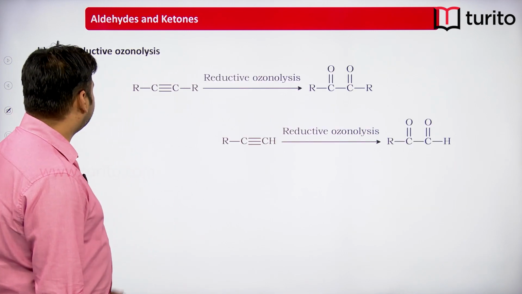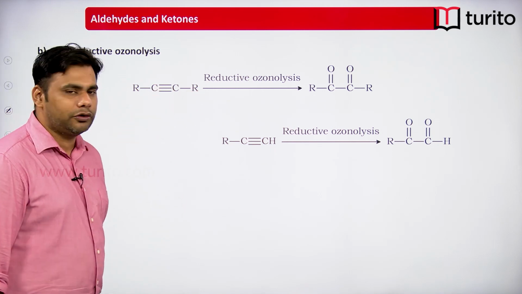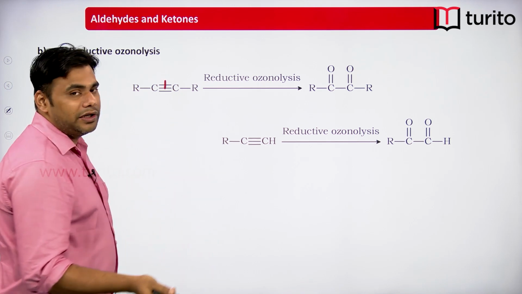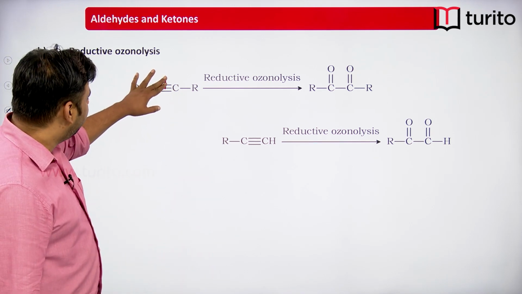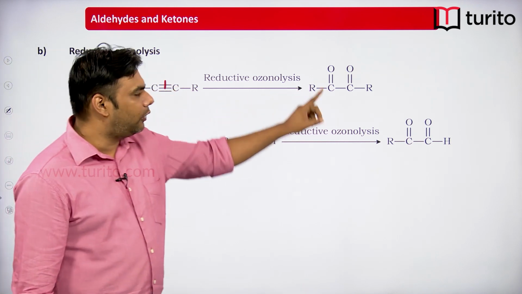The next reaction that we can do on alkynes is the reductive ozonolysis. When we do a reductive ozonolysis on an alkyne, we just break the double bond, just the way we do in ozonolysis. When you break the double bond, there is one bond that is still left. Add oxygen on this, so we will form a diketo.